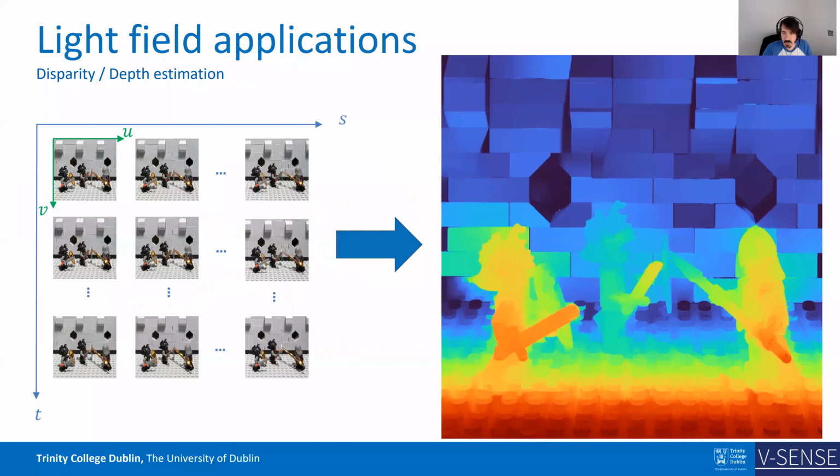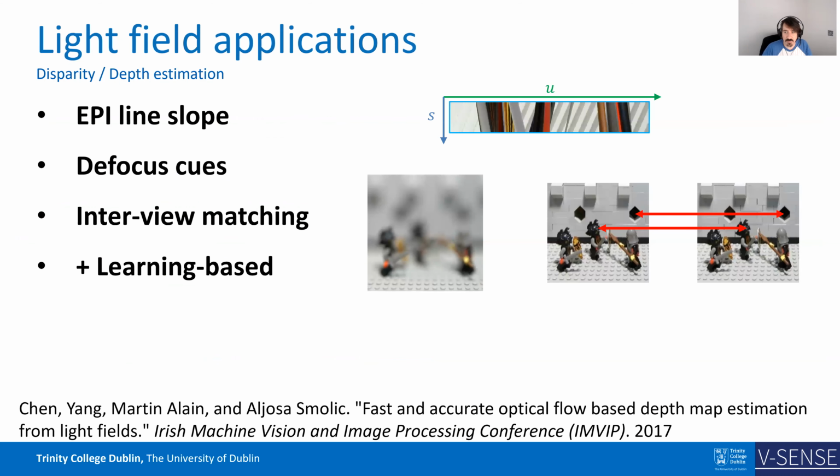One of the landmark applications of light fields is the possibility to estimate the disparity or depth maps of the scene. And this is one of the target applications for the binary descriptor that we propose. And there are multiple ways to achieve this, which are listed here. But the descriptor proposed in this work is mostly relevant to methods which directly estimate correspondences between the light field views, also called inter-view matching.